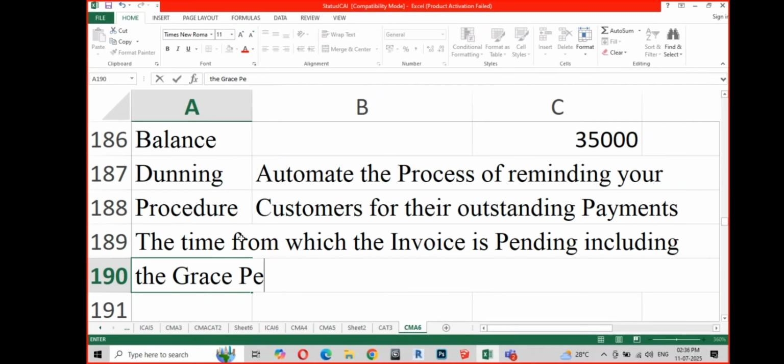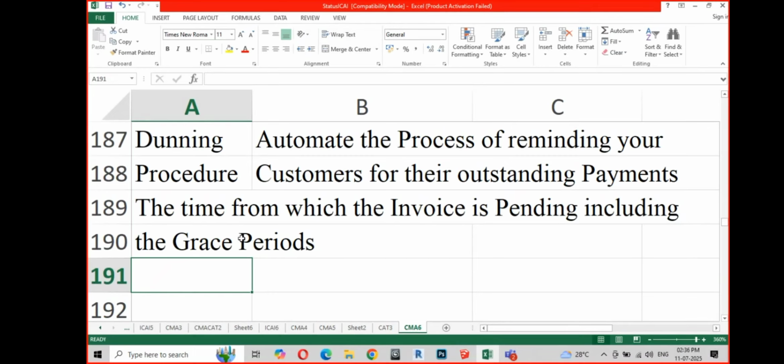Including the grace periods. It is only after the original timeline plus the grace periods, only and only after both the periods have been exceeded, that you can set the dunning process. Then only you can trigger the reminder process. Though it may be a little hazy for you to understand at this moment, these are the concepts which you may encounter.